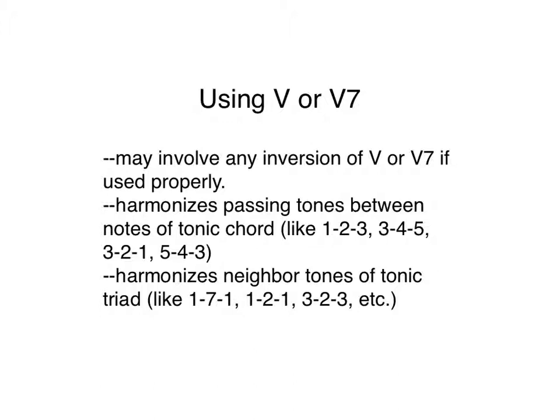We've studied a lot about the use of the 5 or 5-7, but just to remind you about what we've done, it may involve any inversion of the 5 or 5-7 if it makes for a good bass and it's used properly. We can harmonize passing tones between the notes of the tonic chord, so the melody can go 1, 2, 3 scale degrees, 3, 4, 5, or the opposite directions as well. Or we can harmonize neighbor tones of the tonic triad like 1, 7, 1, 1, 2, 1, 3, 2, 3, etc.